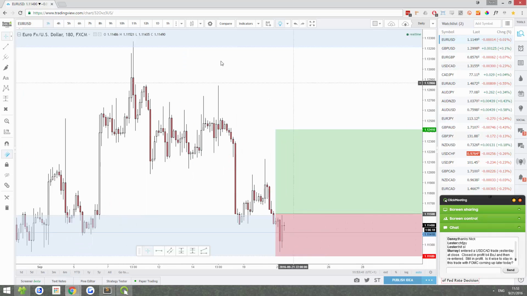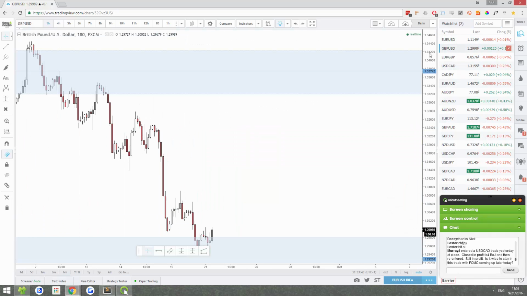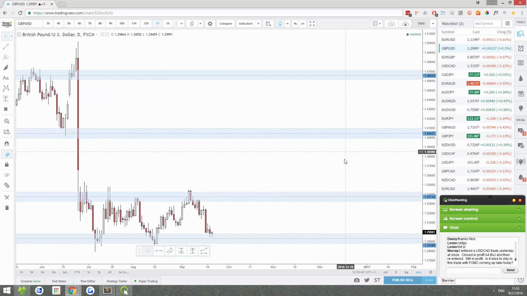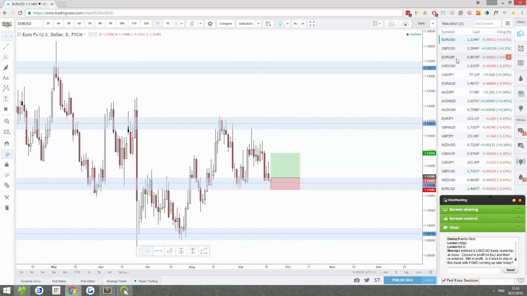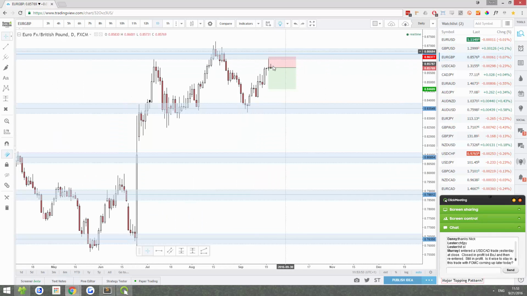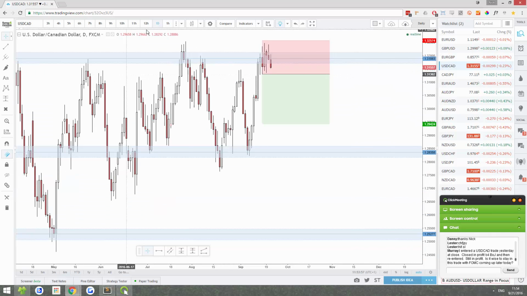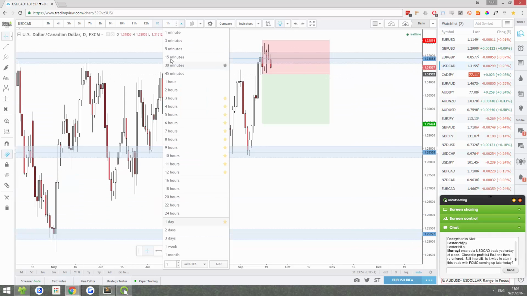Just to summarize, we've got potential Euro USD long, potential GBP USD long on the daily, potential Euro USD long on the daily. Euro GBP, we're just going to adopt a wait and see attitude, see how it plays out. And USD CAD, a potential short on the 2-day. Yeah, I know that's weird, but let's give it a shot.